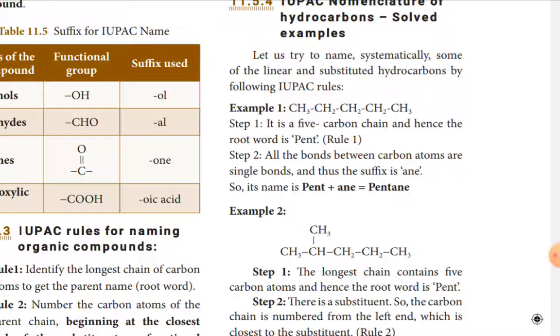Pent plus ane, pentane. Saturated hydrocarbons end with ane. So pent is the root word, ane for saturated hydrocarbon. When you combine them, you get pentane. This is a normal pentane. Sometimes we also write n-pentane. In the higher classes, it is given as n-pentane. N means normal pentane. Normal pentane means there is no branch, no substituent, no functional group. So it is called normal pentane.